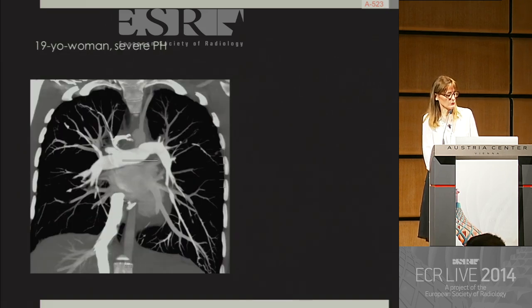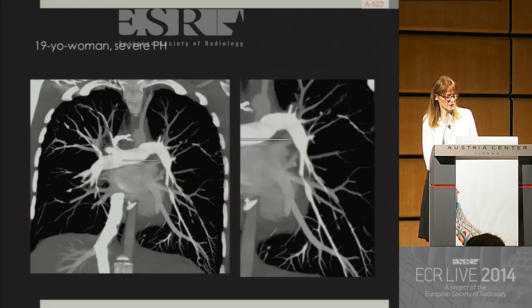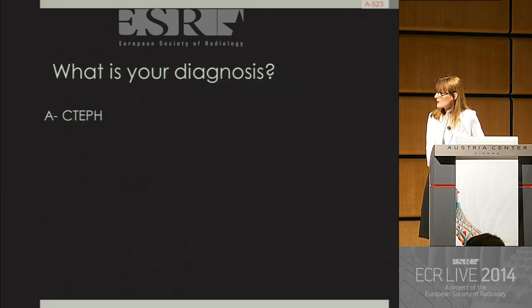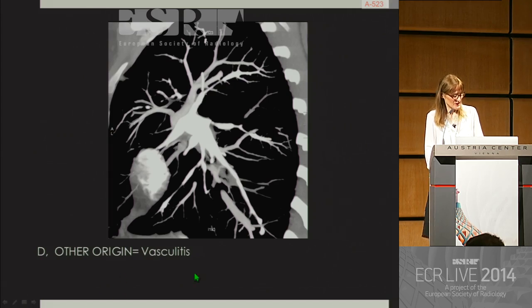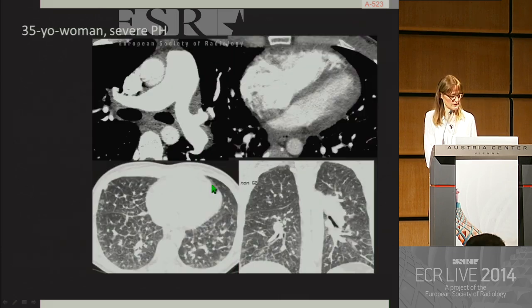This is a 19-year-old woman with severe pulmonary hypertension. I will ask you your diagnosis. Is it chronic thromboembolic pulmonary hypertension? Is it idiopathic? Is it due to HIV? Is it of other origin? What do you think? It's of other origin. It's a patient with vasculitis. You have distal stenosis of the pulmonary arteries, and it belongs to group 5 diseases.